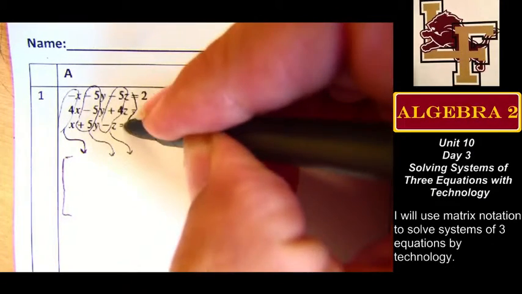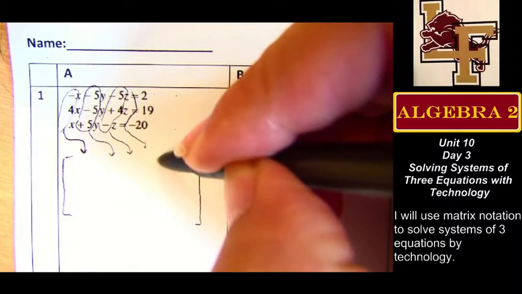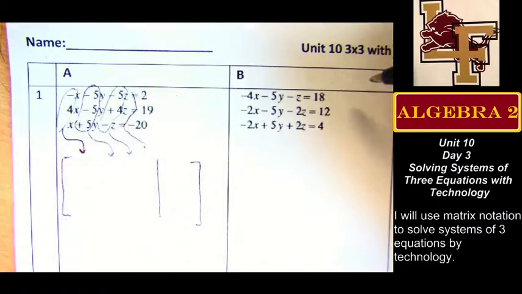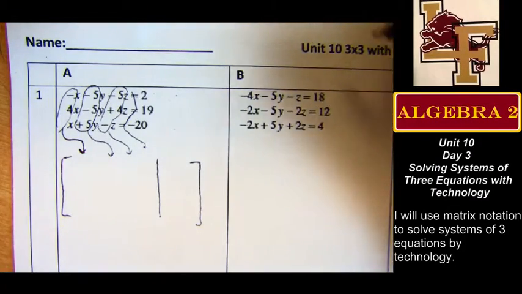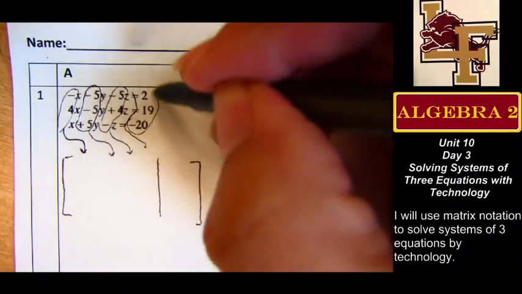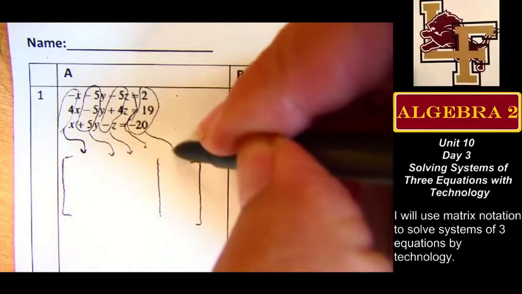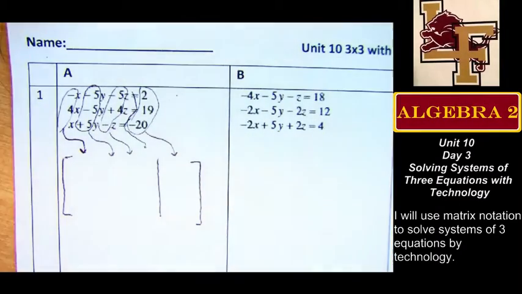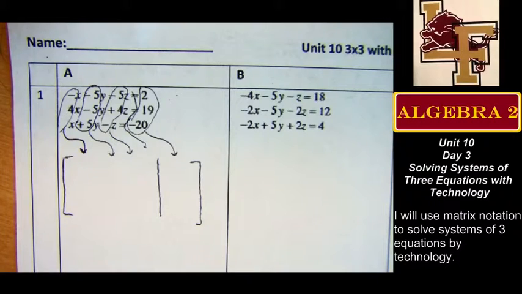The equal signs, I'm going to turn into a bar, just like a line. And then the answers, my constants, are going to go after the bar. Okay, so let's fill in our matrix, our table.